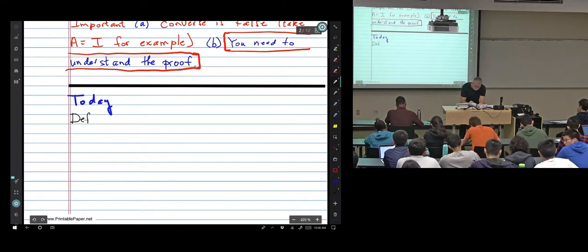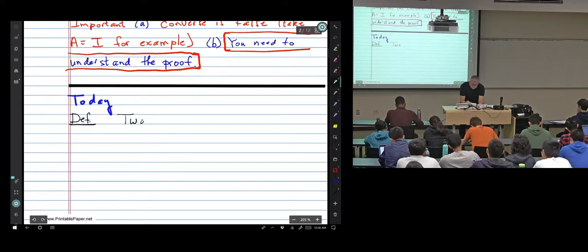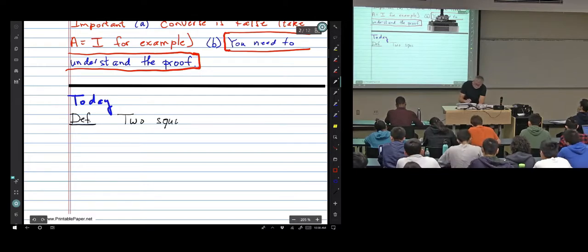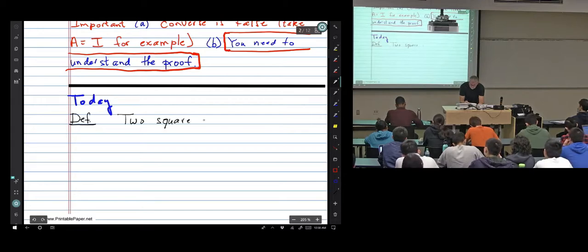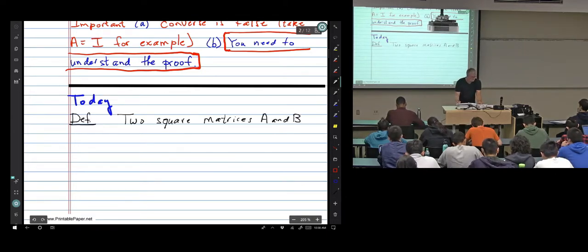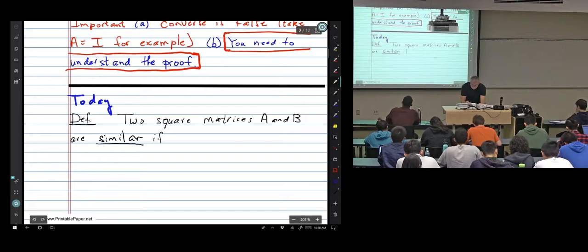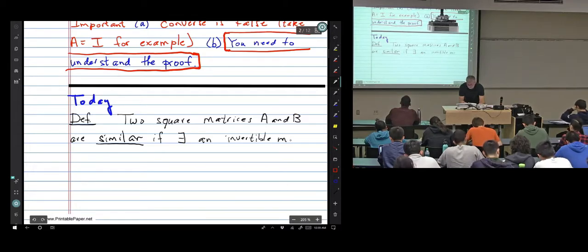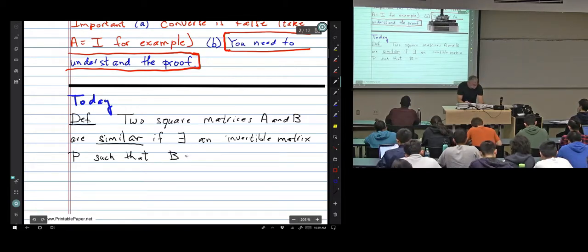Definition. Two square matrices, A and B, are similar, and that's what we're defining, if there exists an invertible matrix P such that B equals P A P inverse.